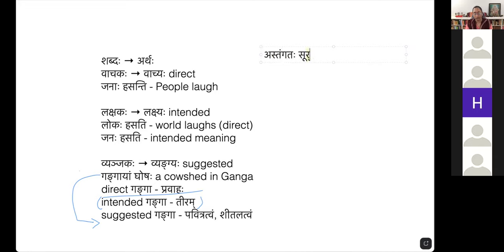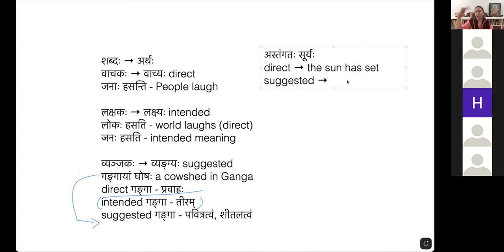Astangataha Surya. What is the literal meaning here? Direct meaning here would be the sun has set. Okay. The sun has set is your direct meaning. What is the Vyangyartha here? Suggested meaning. There is no Lakshana here. It just fits beautifully because the context is there for you to understand that the sun has set. Nothing else is going on here. There is no problem with the direct meaning.